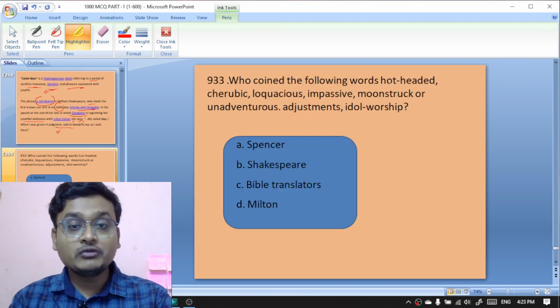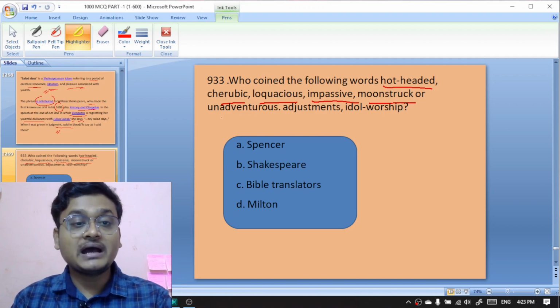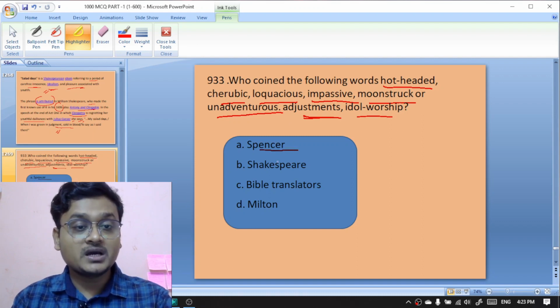Who coined the following words: hard-headed, cherubic, loquacious, impassive, moonstruck, unadventurous, or adjustments, idle? Spenser, Shakespeare, Bible translators, Milton. It was Milton.